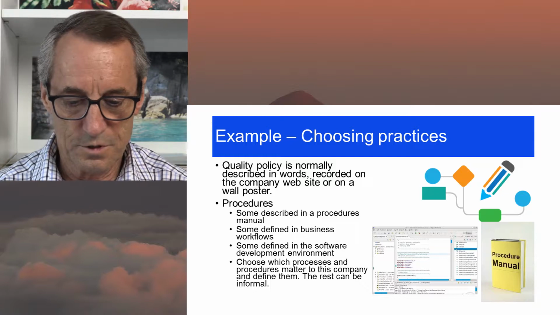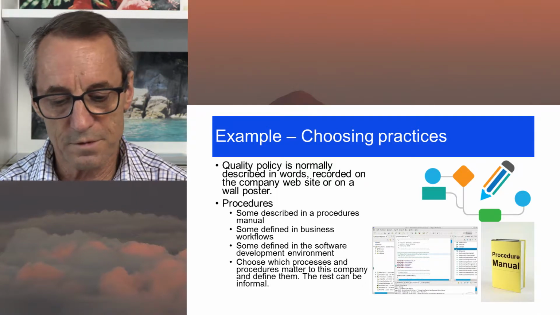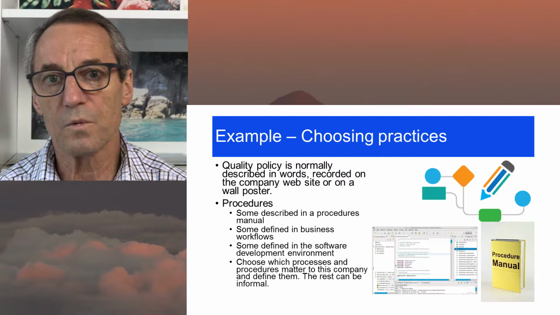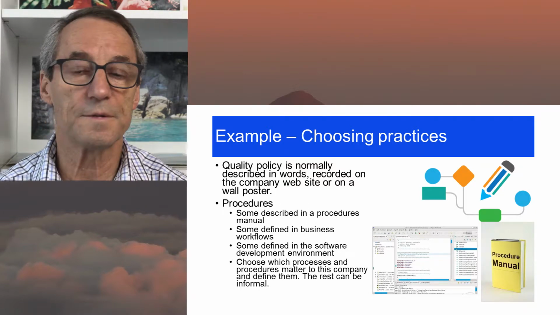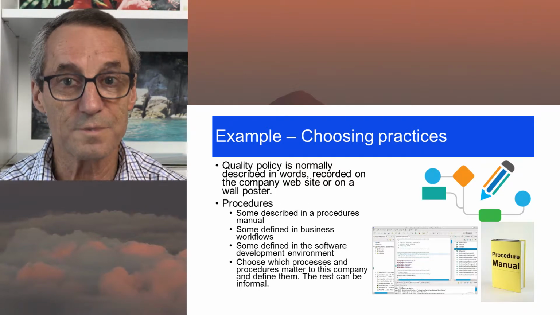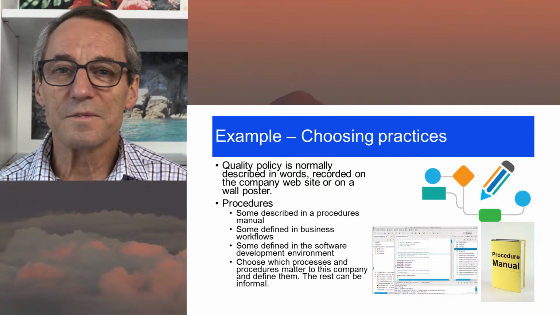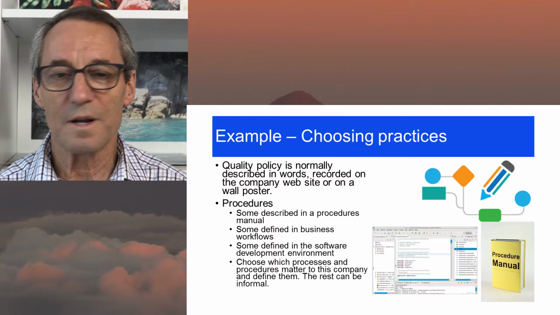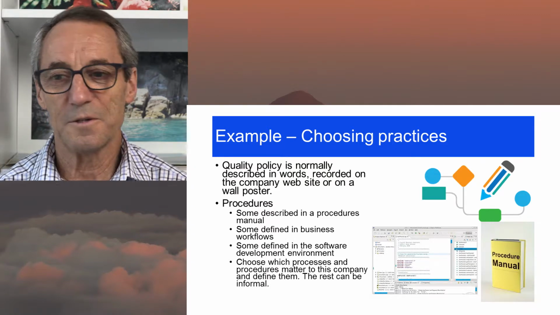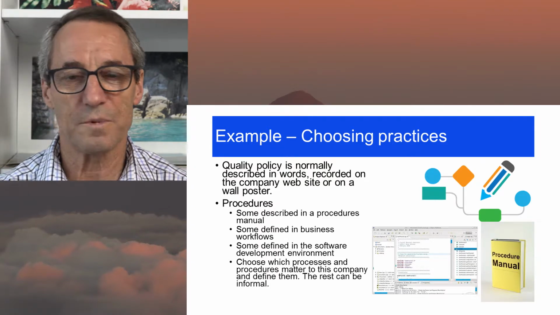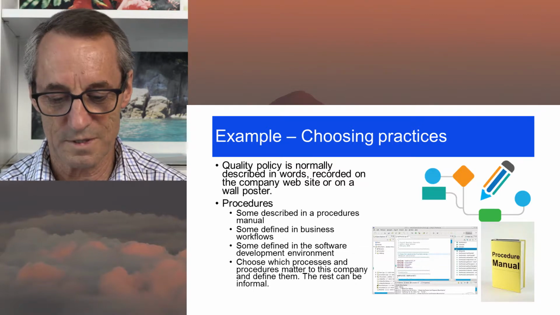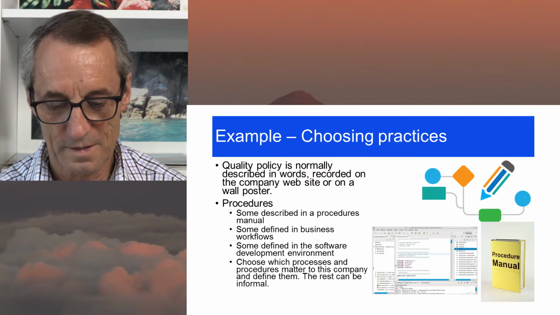So you should choose which processes and procedures matter to this company and define them. The rest can be informal. Now, that's important. You shouldn't have to define every quality management procedure that everybody ever thought of. You should figure out what's important to this company, define those procedures and processes, and leave it at that.